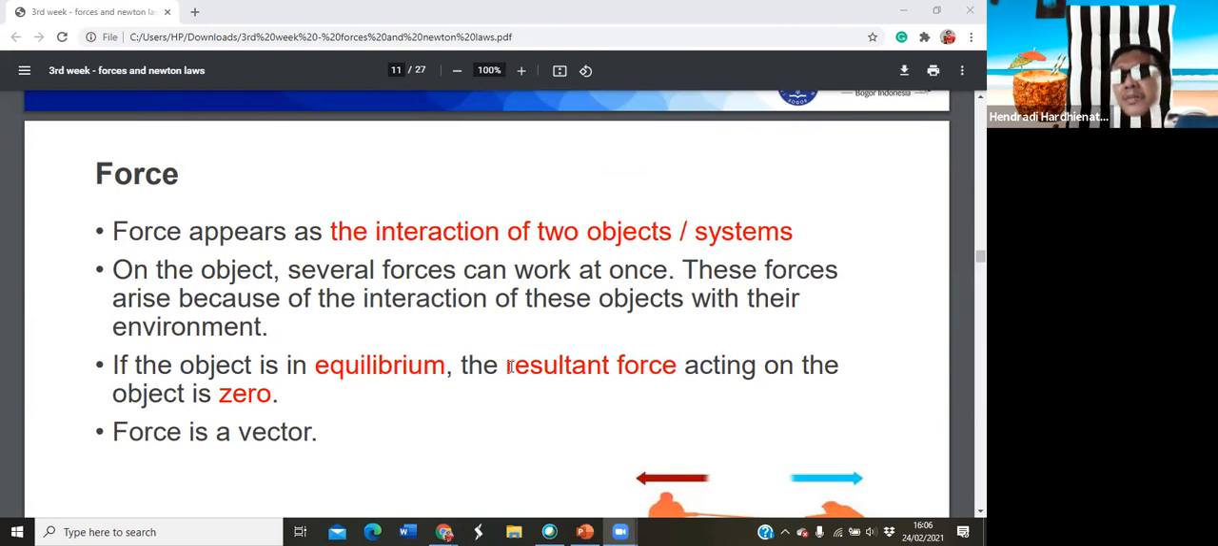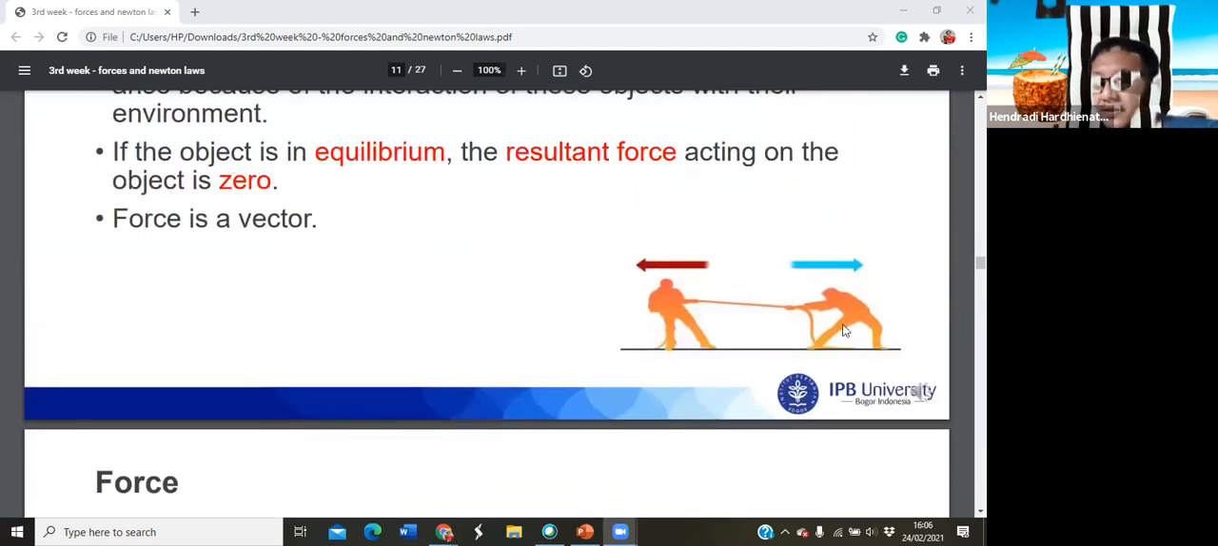So when you analyze the motion, you just take one system. When you analyze the action-reaction, you have to take two systems. Remember, analyze the motion, take one system; analyze the action-reaction, take two systems. Because force is a vector, you also have to consider the direction of the force. Two forces in the same direction will increase the acceleration. Two forces in opposite directions will decrease the acceleration.